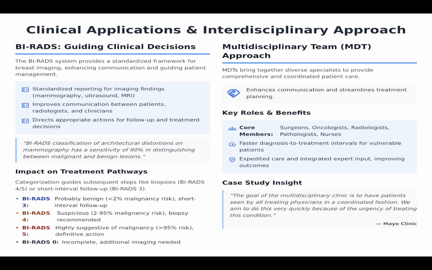We often utilize case studies and examples in teaching to illustrate how different BI-RADS categories translate into real-world scenarios, demonstrating the clinical reasoning behind each assessment and the subsequent management recommendations. This practical application reinforces the importance of responsible BI-RADS reporting and its direct impact on patient outcomes.